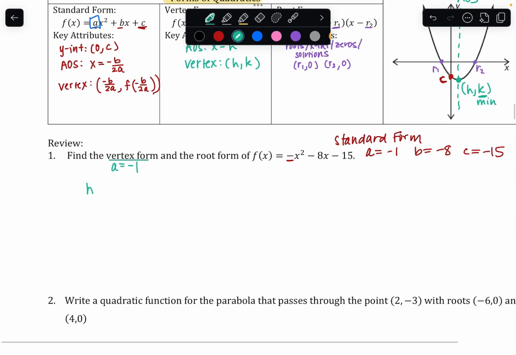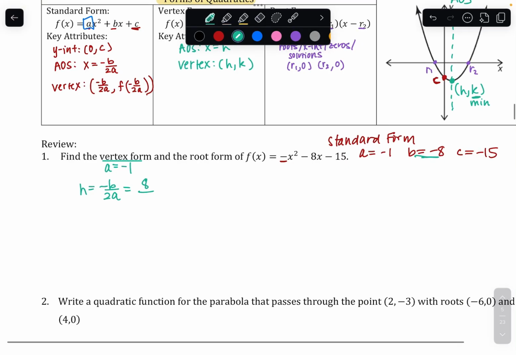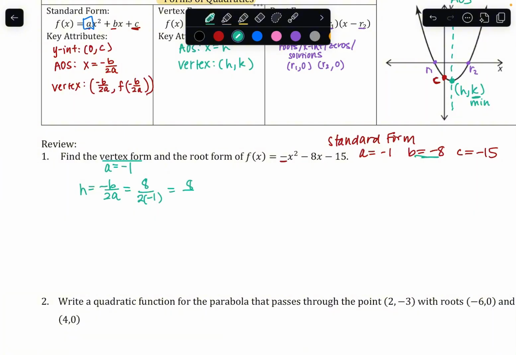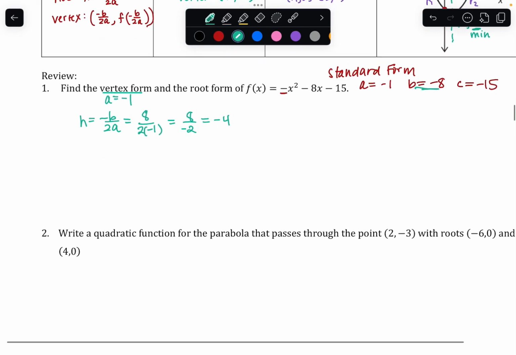To find h, the x-coordinate of the vertex, we use our formula, -b over 2a. Negative b would be +8, looking at this value. 2 times a would be 2 times -1. So that simplifies to 8 over -2, which is -4.